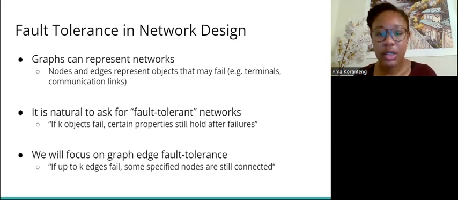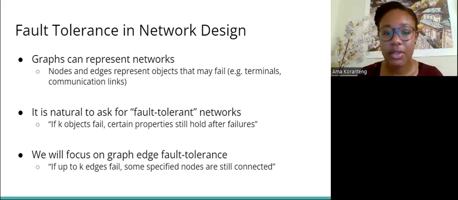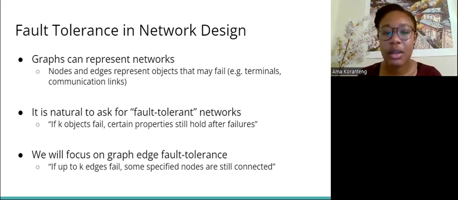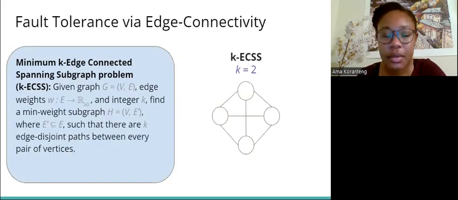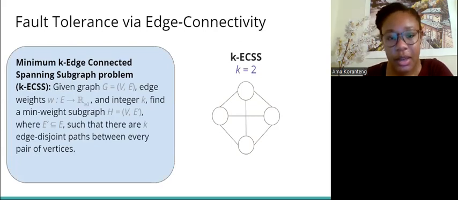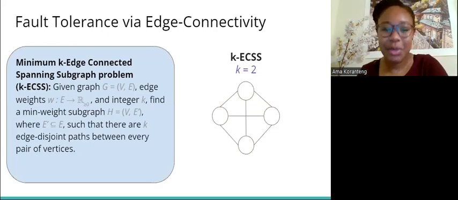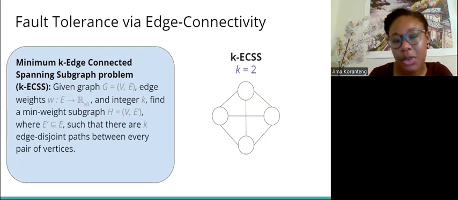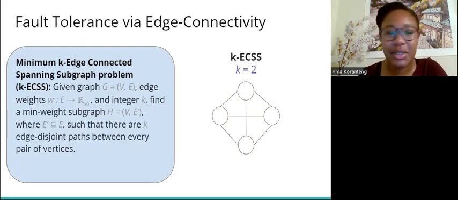So edge fault tolerance is the idea that if up to k edges in the graph fail, then certain node pairs in the graph that we specified ahead of time will still be connected. All right, so edge connectivity. Edge connectivity problems, which can also be seen as edge fault tolerance problems, and I'll explain why that is shortly, have been studied quite extensively. So think like MST or minimum spanning tree problems, Steiner forest, Steiner tree problems, etc.